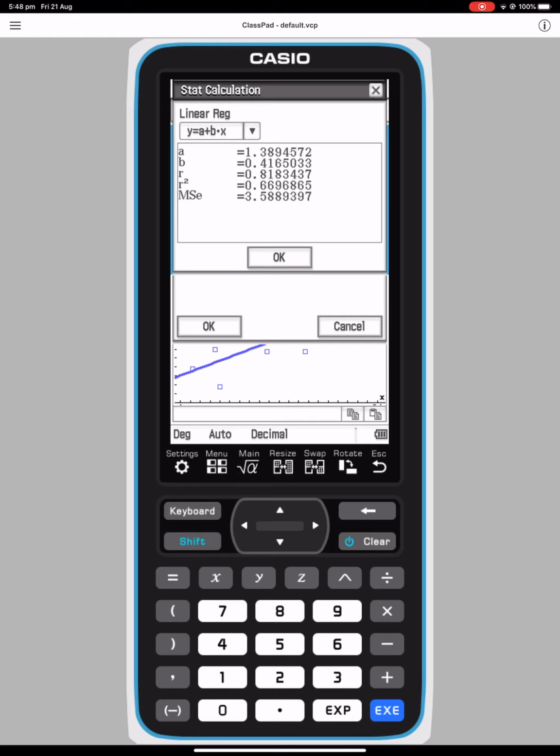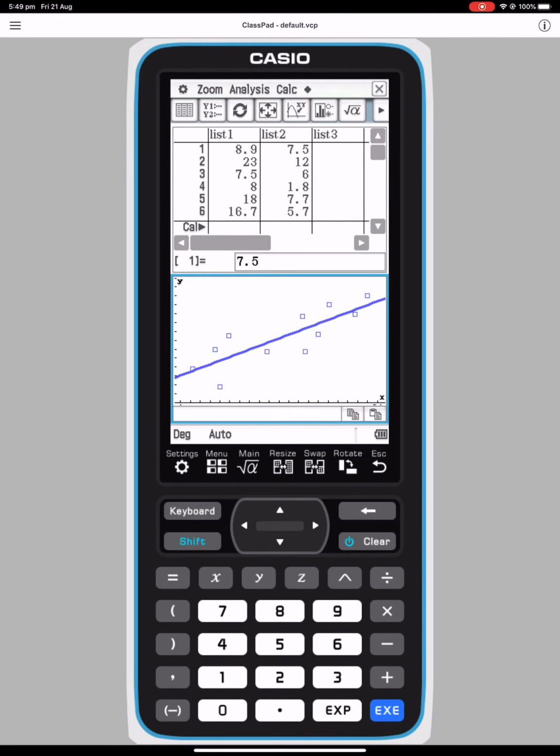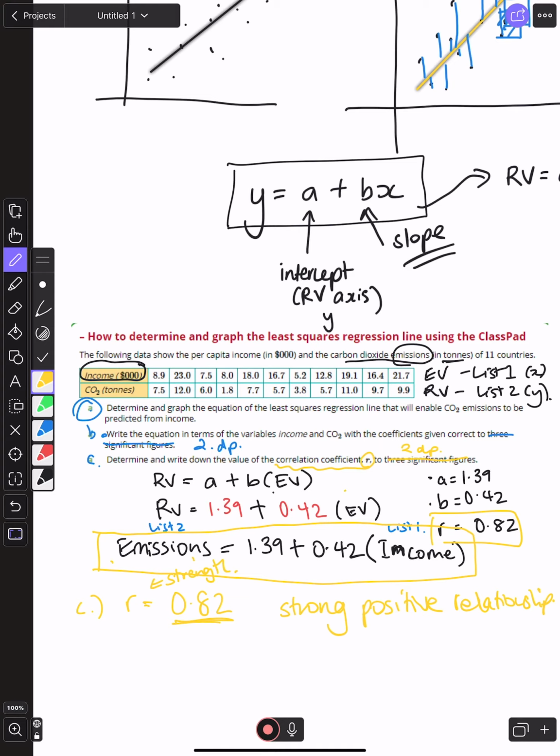So our A value is the intercept, so where it crosses the y-intercept. The B value is the slope or the gradient of the line, the steepness of the line. And the R value talks about the strength of the relationship. So once you've got those copied down, and you've been asked for the equation of the line, write down this here. So RV equals A plus B times EV.